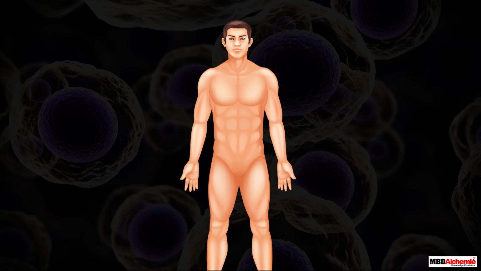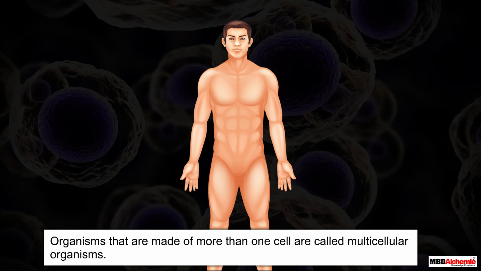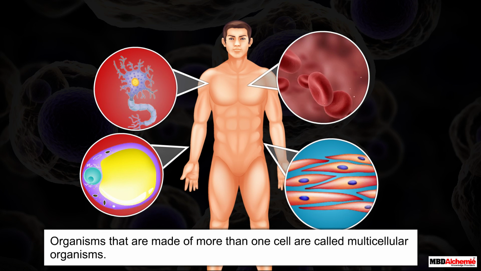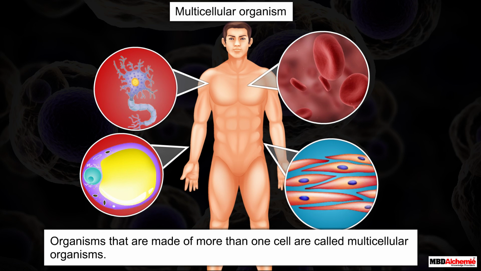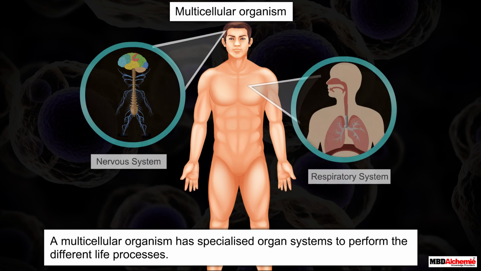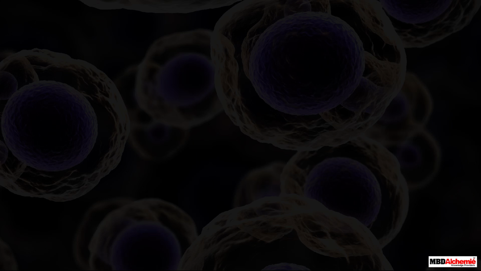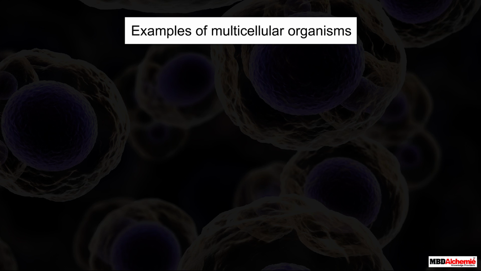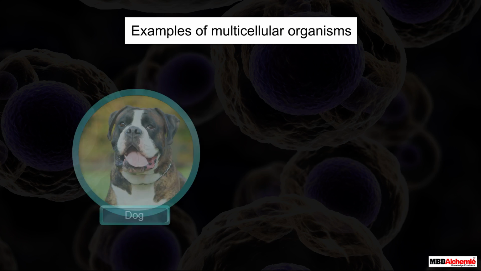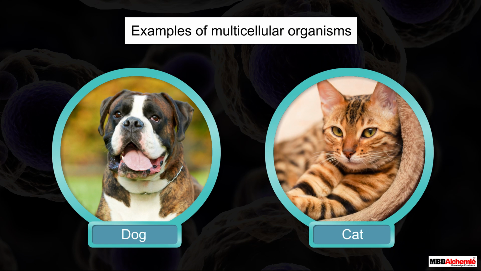On the other hand, organisms such as human beings that are made of more than one cell are called multicellular organisms. A multicellular organism has specialized organ systems to perform the different life processes. Some other examples of multicellular organisms include dog and cat.